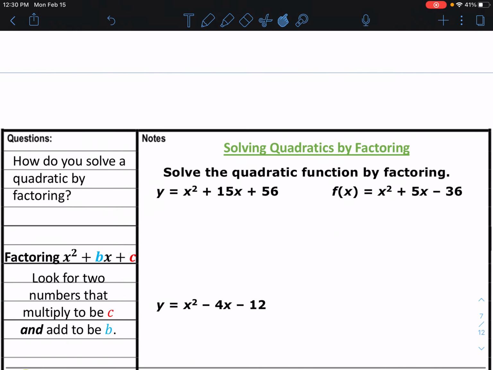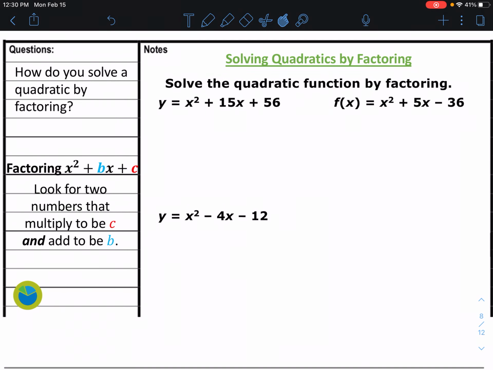So what are some other methods? Well, another way you can solve a quadratic is by factoring.